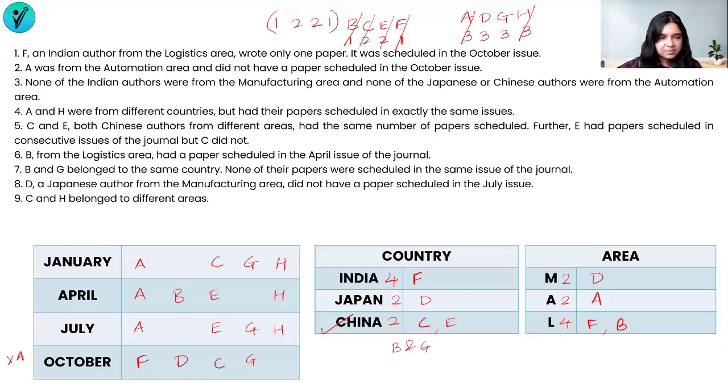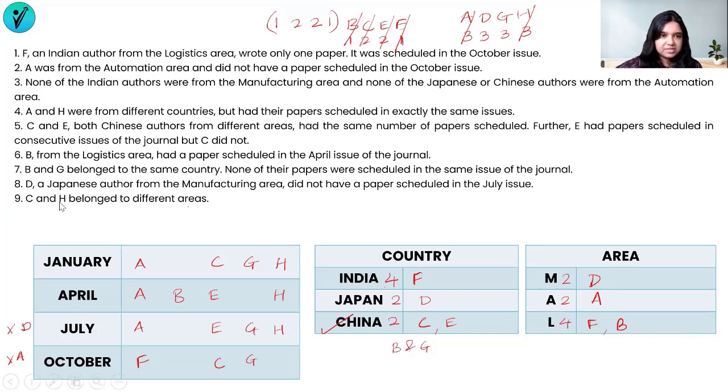Now we know that D is a Japanese author from the manufacturing area. So D is in the manufacturing area. Did not have a paper scheduled in the July issue. So D does not belong to July.